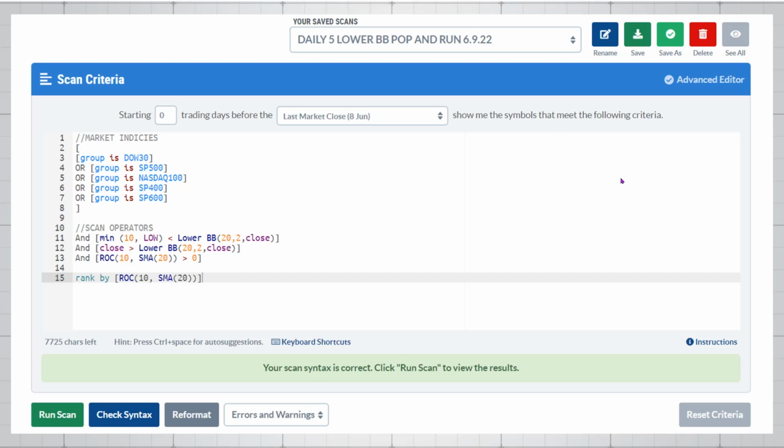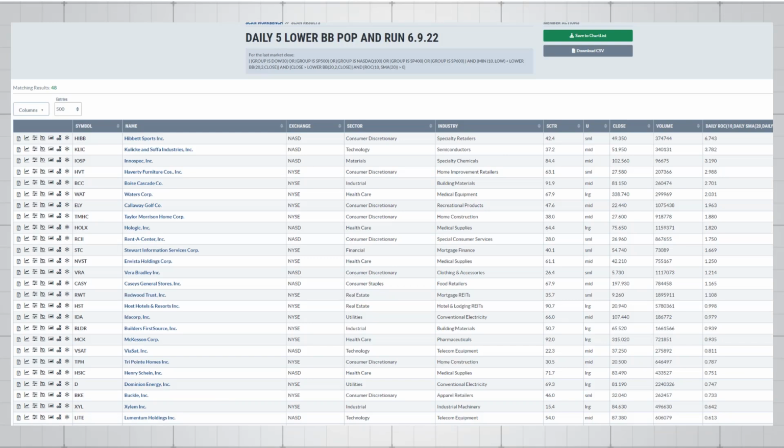Let's take a look at what happens when we run this scan. We have 48 results from all the various indices there. Well over 1,000 stocks, and 48 have given us a Bollinger Band pop and return into the bands, some period over the last 10 days. We see that we did get the sort that we asked for, and our first stock is Hibbett Sports. We're going to take a look at that in a minute, but look at how our rate of change is greatest at the top, least at the bottom. Very interesting. That has implications for the proximity to the band. We'll take a look at that in a minute too.